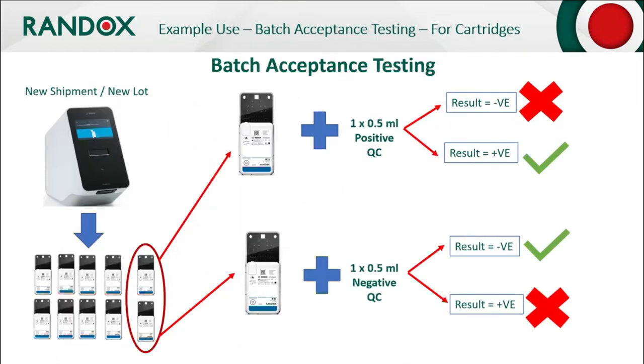So here's an example of batch acceptance testing for cartridge-based methods. And now this goes for any cartridge-based system. It just happens that the one here I have chosen is the Randox Vivalytic. But if we have a batch of, say, a box of 10 cartridges, rather than test a QC on every single cartridge, because that's obviously not possible, what we would do is test one cartridge in that batch with a positive QC and one cartridge in that batch with a negative QC, and therefore accept the batch based on those two results.